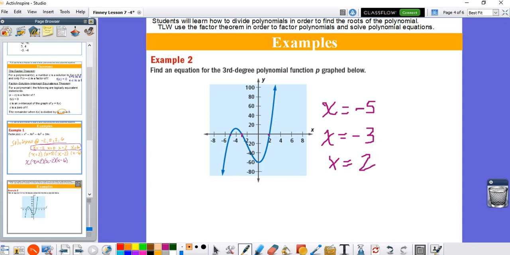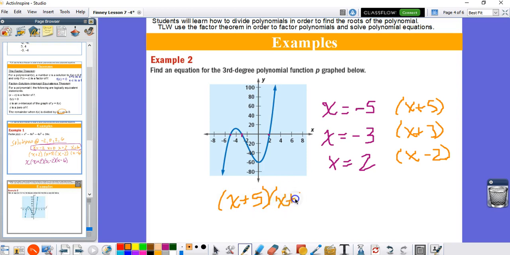So then to find our equation, if these are the solutions, that means that x plus 5 is the factor, and x plus 3 is the factor, and x minus 2 is the factor. So I think it's x plus 5, I think it's x plus 3, and I think it's x minus 2.